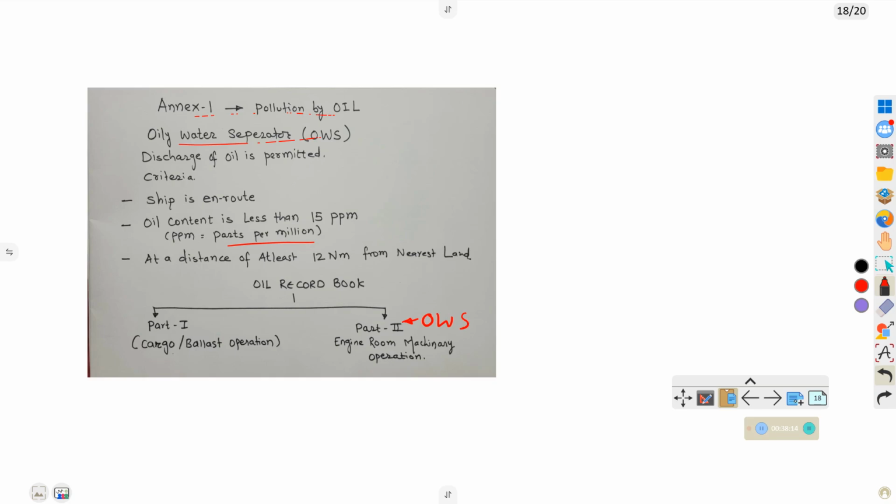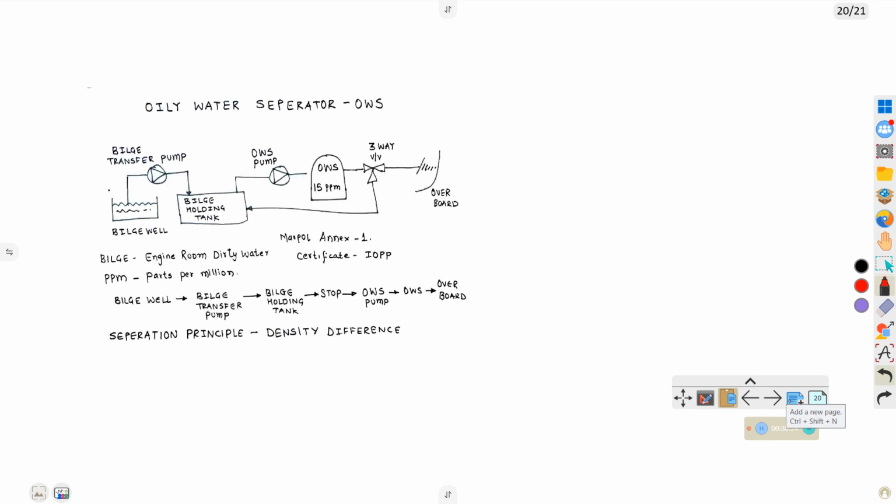भैया ये इतना स्लो है ना, okay. Now comes the oily water separator. इसके ऊपर तो एक क्वेश्चन तुम्हारा है ही. So how this oily water separator is working, तो वो सब बताता हूँ.